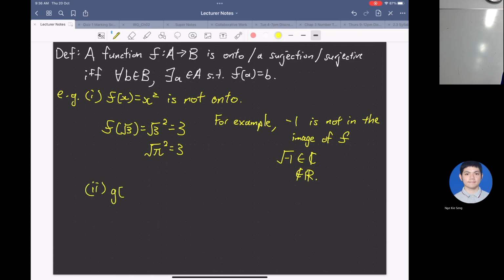Next, so gx is onto. This means for every b in the codomain, we can find the pre-image, right? So what pre-image can we take? So g is what? To remind you, g is x cubed. So what pre-image can we take?